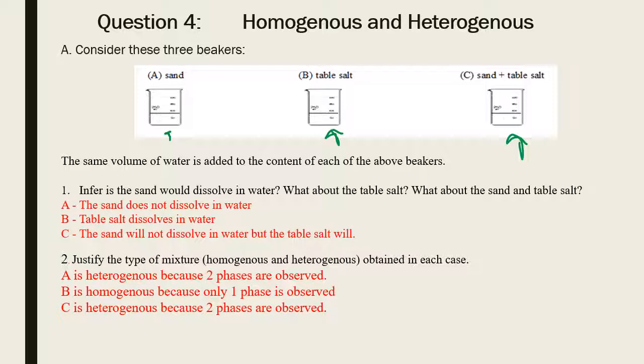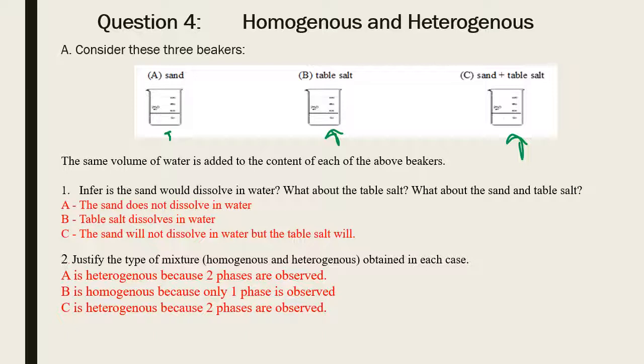Now, justify the type of mixture. That means whether it's homogeneous or heterogeneous in each case. How do we justify? We just say if it has one phase, or more than one phase, two phases. A, which is just when we put the sand, is heterogeneous. Why is it heterogeneous? Because we have two phases. What are the two phases? We have the sand, which is a phase, and the water, which is a second phase. So this is why it's heterogeneous.